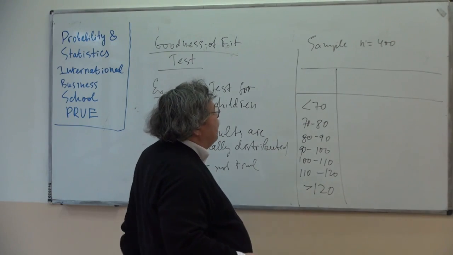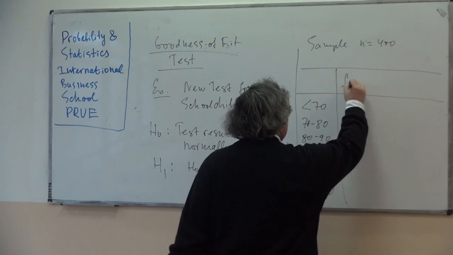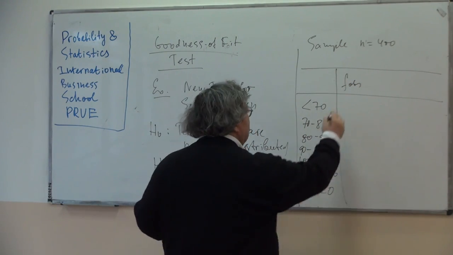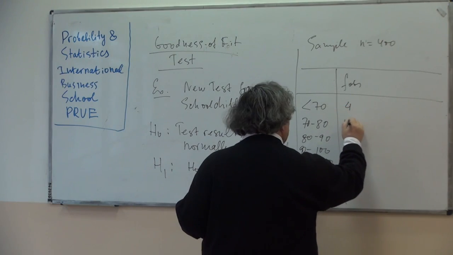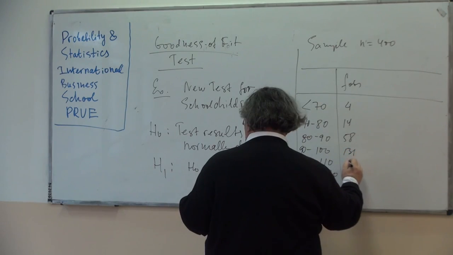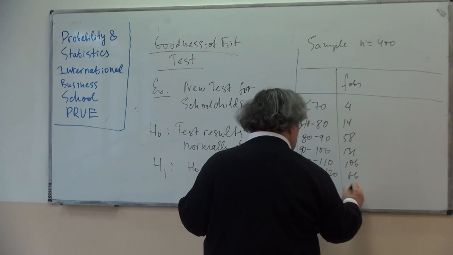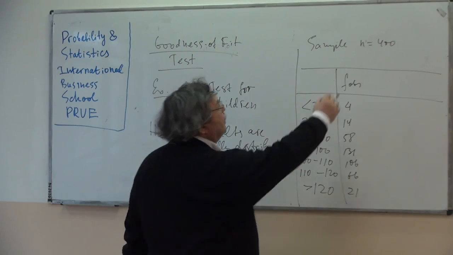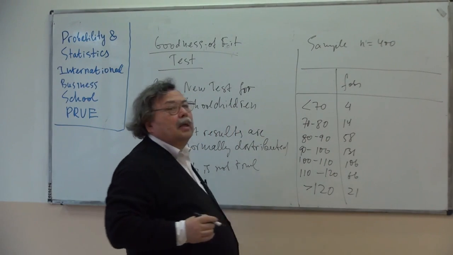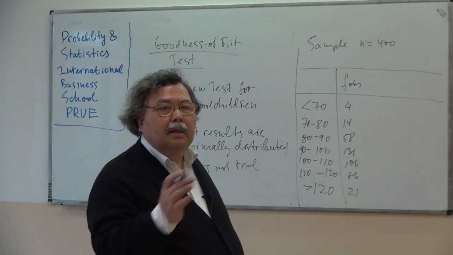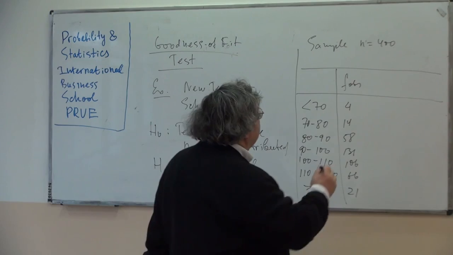All right, and what's the observed count? Suppose the observed numbers were 4 in this category, 14 here, 58 here, 131 here, 106, and 66, and 21. And if you sum up these numbers, you'll find that the total is 400. So this is a complete picture. All the data in this way are divided among the categories.